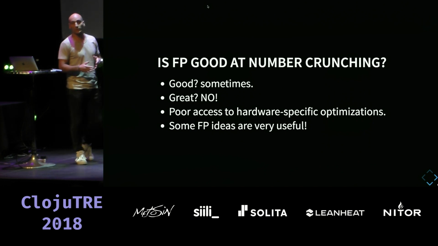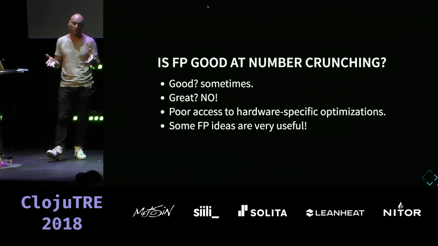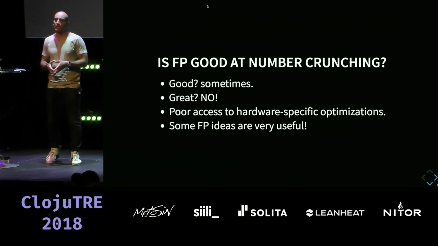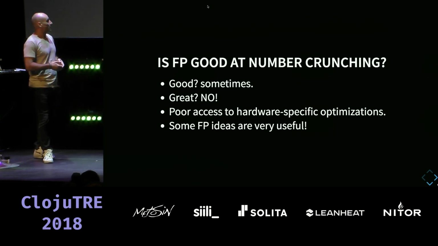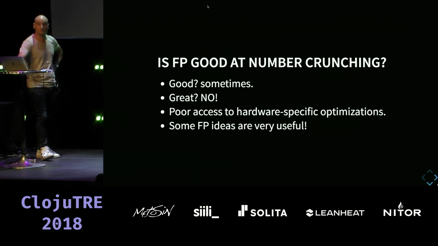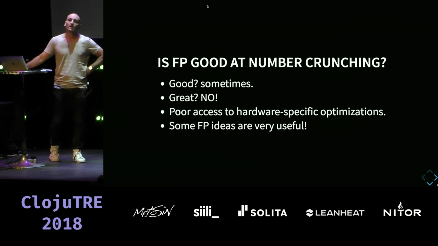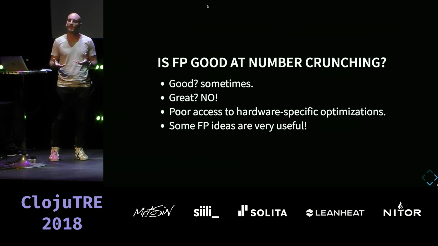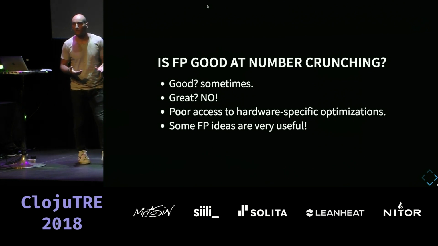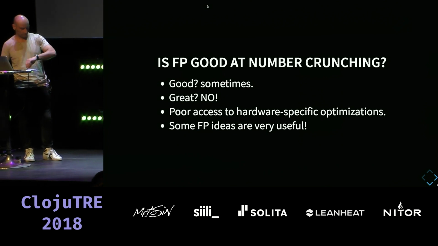So is Clojure and functional programming good at number crunching? Well, it's not. And is Java good at number crunching? Well, it is not bad, but it's also not very good, because we don't have access to many hardware-specific optimizations. But on the other hand, some techniques from functional programming and some things that we use every day are very useful when we are writing numerical computing algorithms.